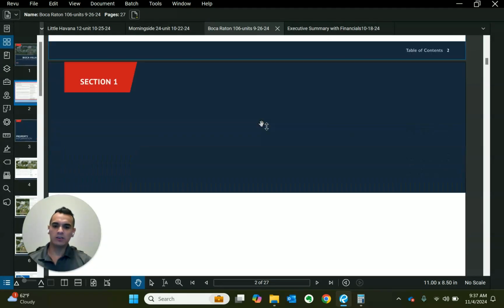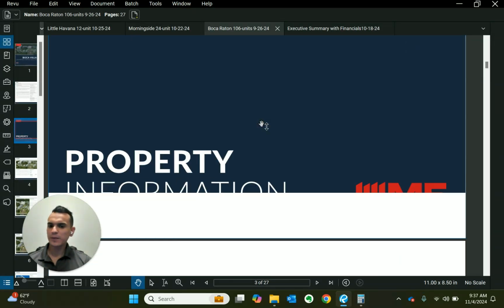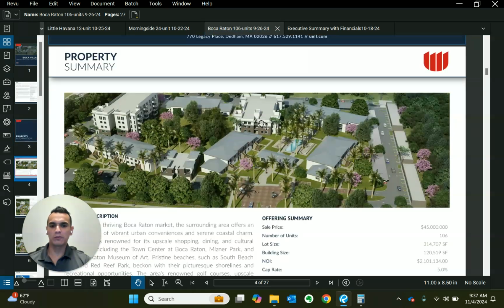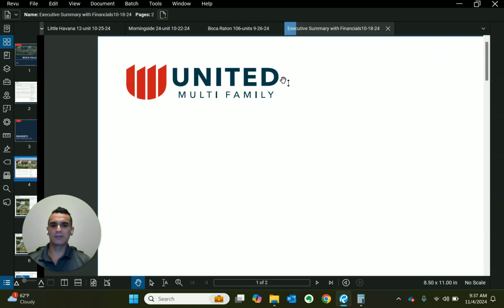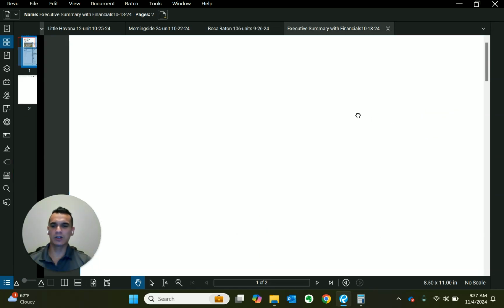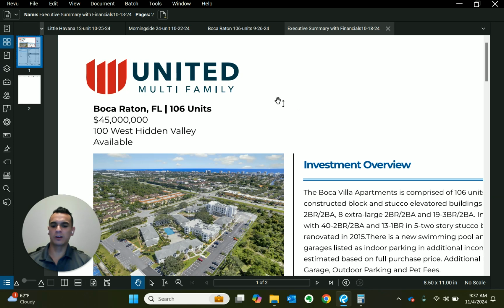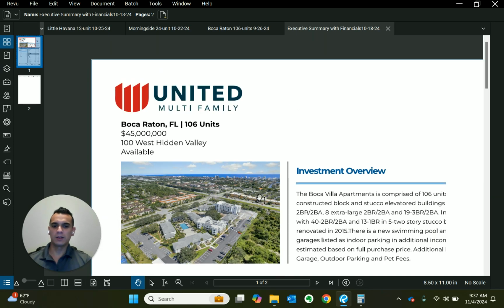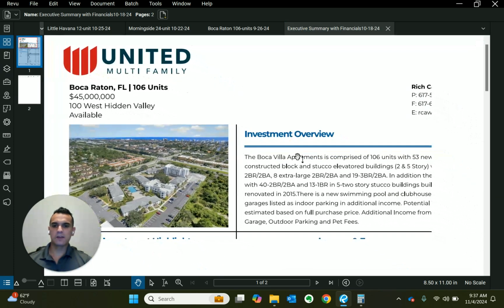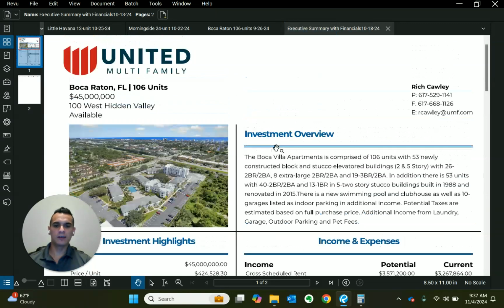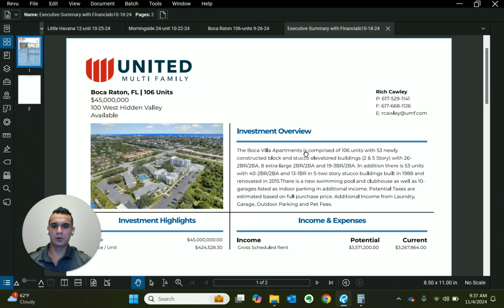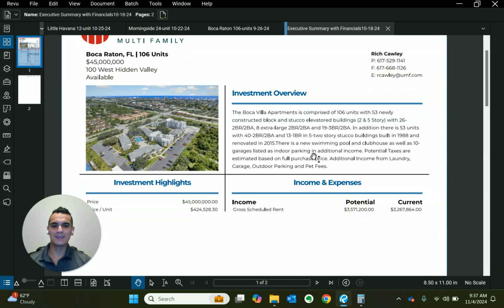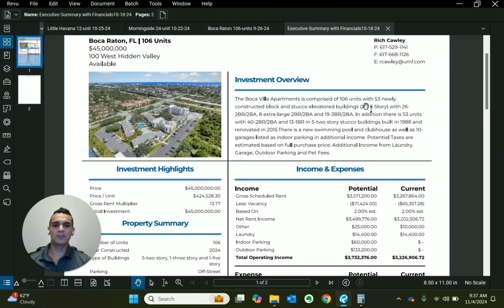They have a property description. This was actually pre the development, so a lot of just renderings. Then they came out with an updated executive summary with financials, which I do want to go through. This one is a bit more useful, I would say. It's only a couple of pages, so they really cut to it, which I desperately appreciate. So here we go, 106 units, 53 new construction.